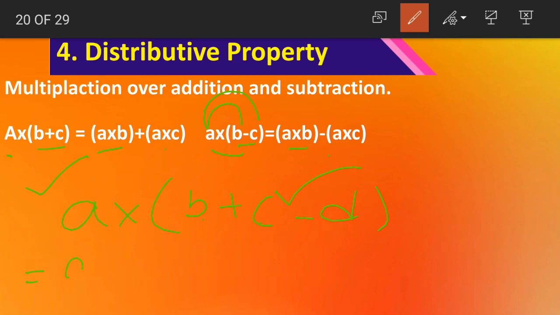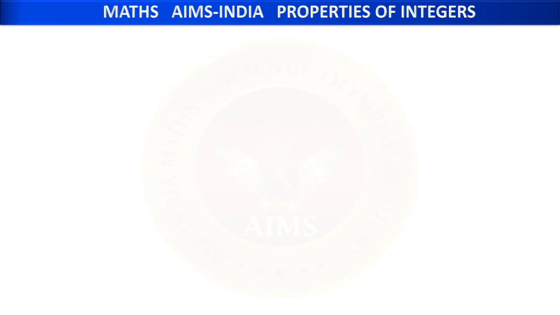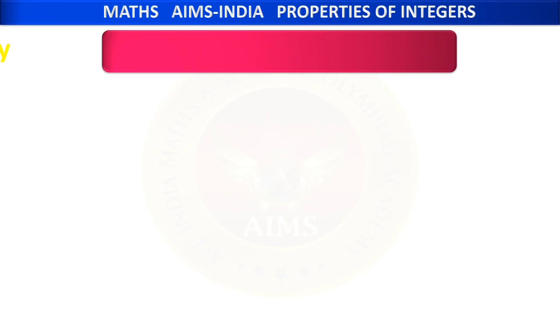How will we write this? We'll write this as A into B, then we are having the plus sign, brackets open, A into C, then we are having the minus sign, A into D. Understood class? Whatever term we are having outside the bracket, we have to distribute it with all the terms inside the bracket. I hope all this was clear.